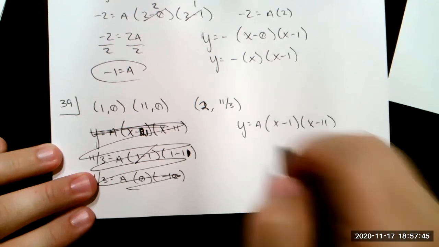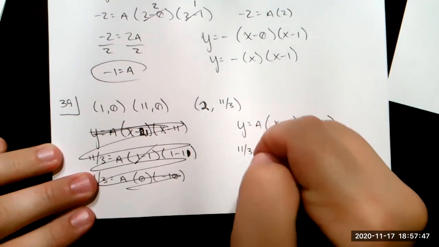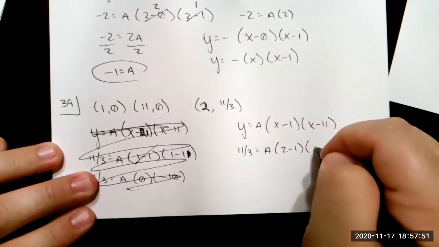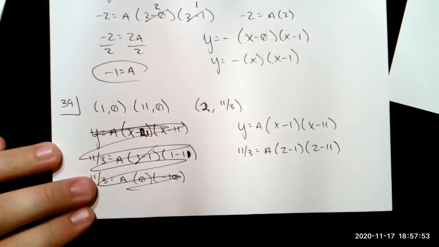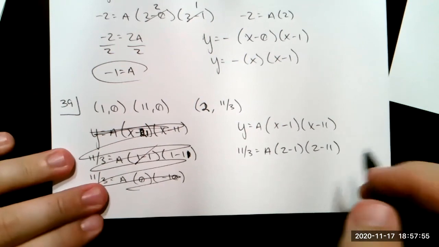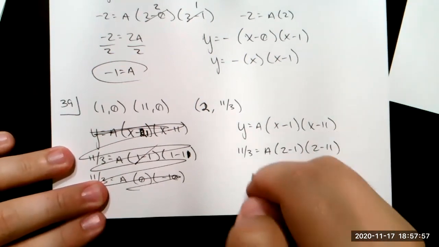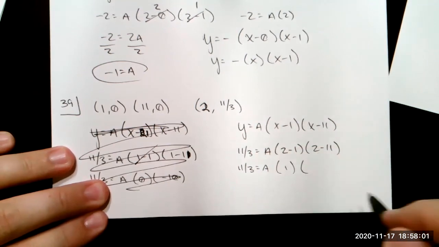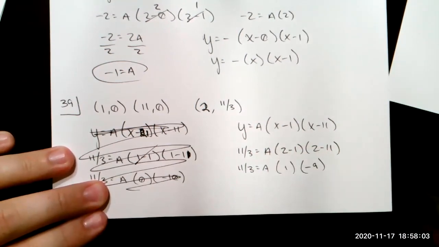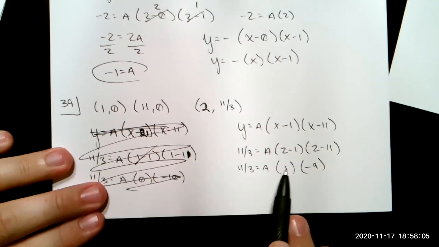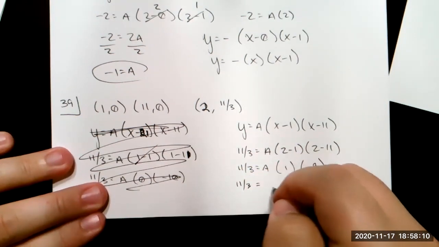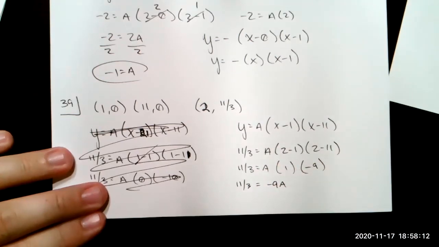Now I'll plug in my x and y. My x is 2. That's looking better. Now I'll simplify parentheses. 2 minus 1 is 1. 2 minus 11 is -9. A times 1 times -9. That's -9a.